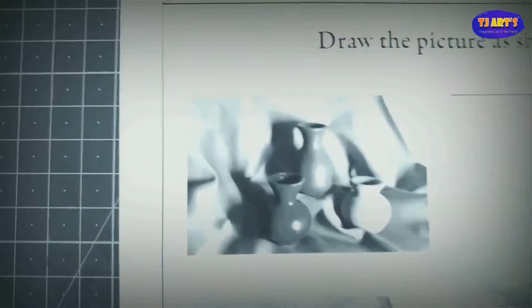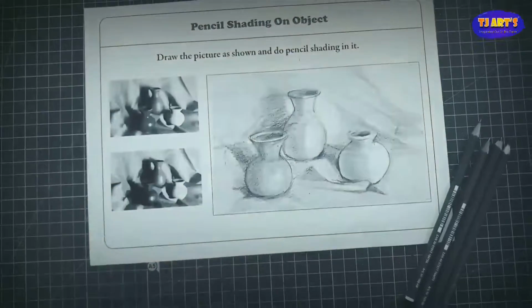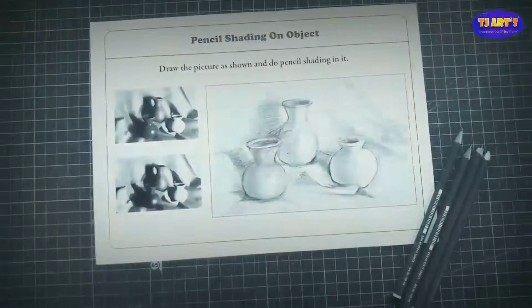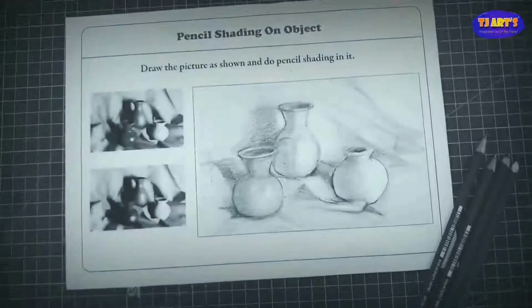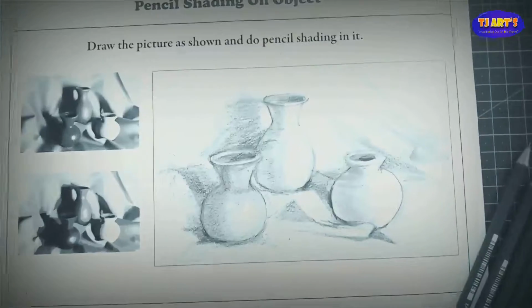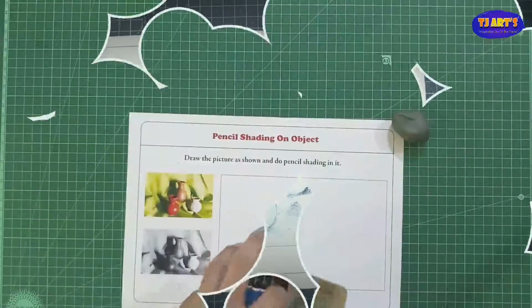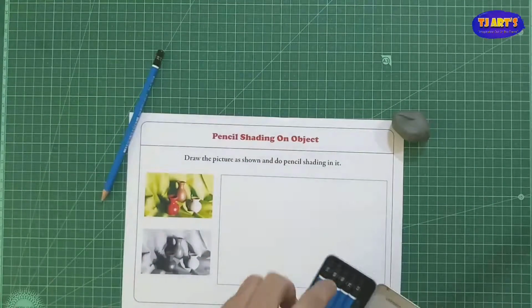We are going to learn pencil shading on objects. Last time we learned how to do shading on geometrical shapes like a cube, circle and right triangle. Now with this assignment worksheet we are going to learn the color intensity of pencil shading.